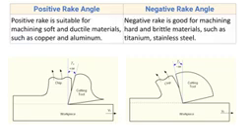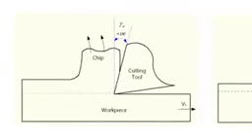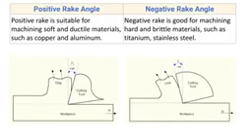Now the last difference. Positive rake is suitable for machining soft and ductile materials such as copper and aluminium. The positive rake angle is used for cutting ductile material because ductile material is soft and hence there will be very little force at the tool tip. With positive rake angle there is very little material at the tool tip, so this tool is not suitable for machining hard material, because it can withstand very little force. So it is suitable for cutting ductile materials such as copper and aluminium.